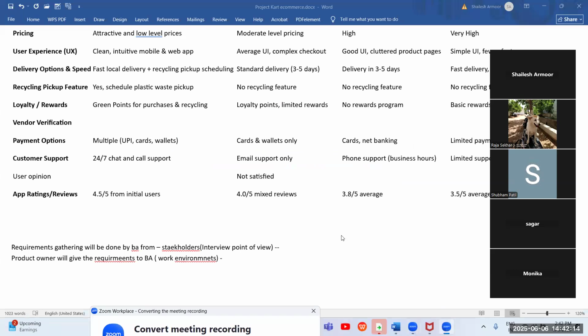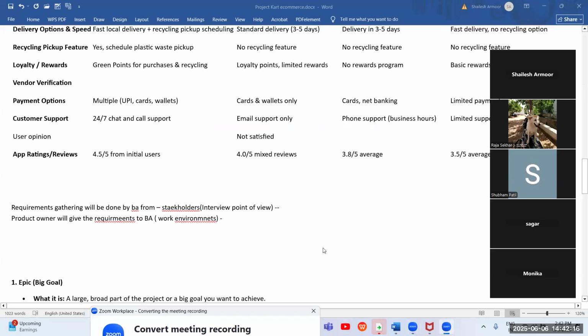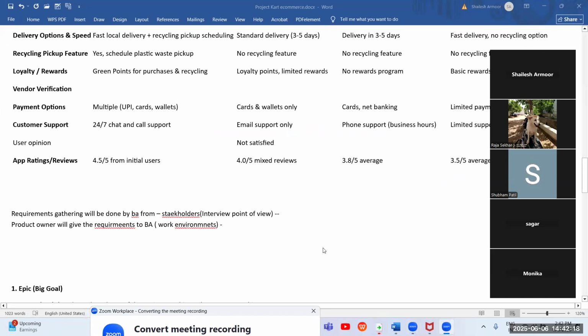Can anyone tell me from your end what is requirement gathering and why it is important for us? Sagar, tell. We do this requirement gathering using elicitation techniques, like we discussed yesterday, by conducting some interviews, surveys.